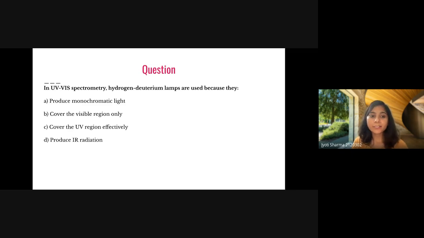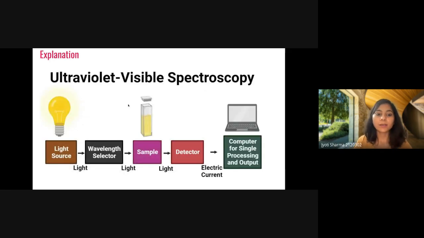In UV-VIS spectrometry, we are using a lamp that has hydrogen and deuterium. But why are we using that particular lamp, the hydrogen deuterium lamp, for the light source? Because if it is ultraviolet visible spectrometry, then that will cover the whole ultraviolet region. So that's why we are using the lamp that has hydrogen deuterium. Yes, C is the right answer.